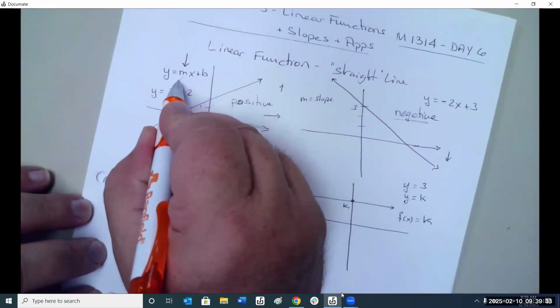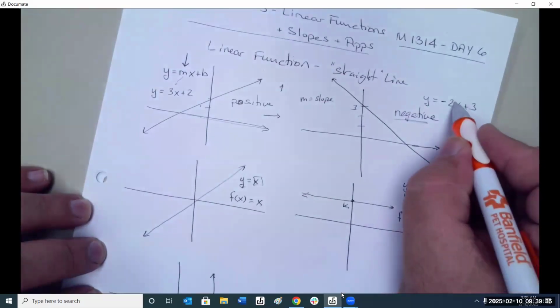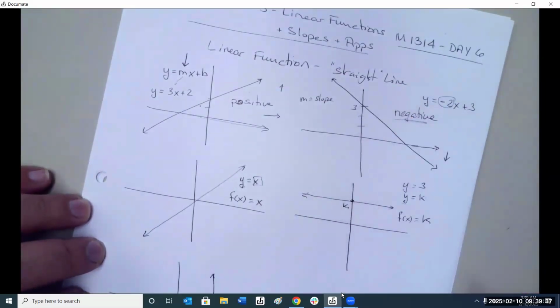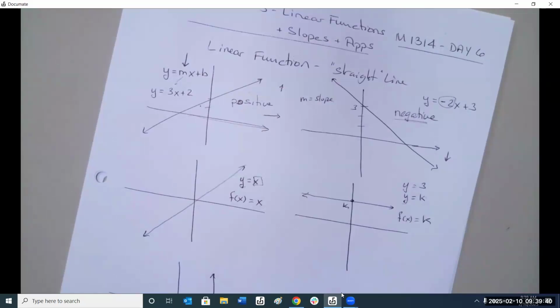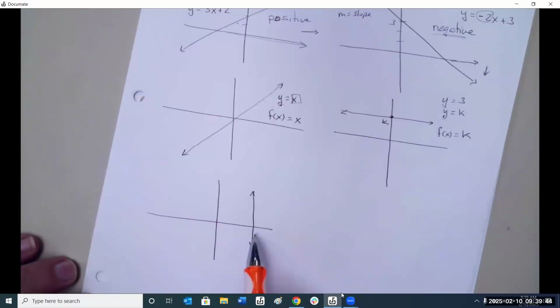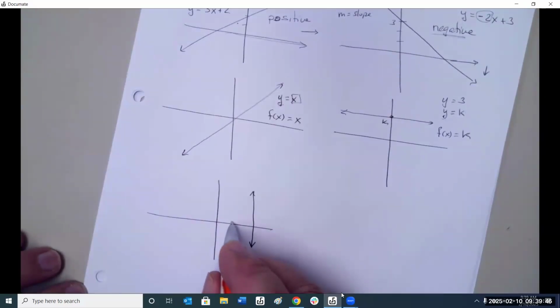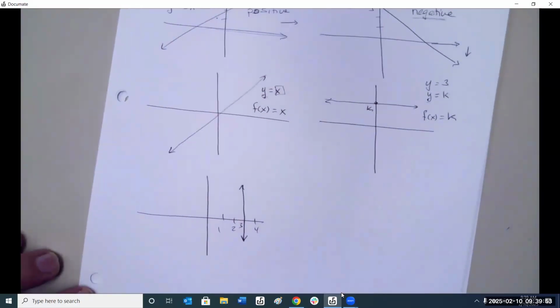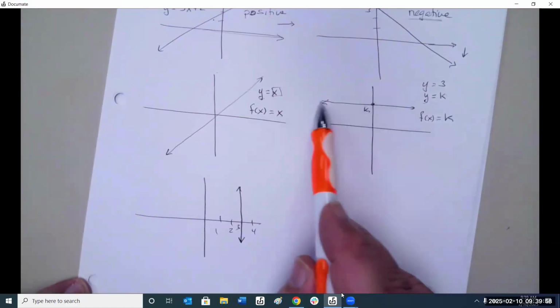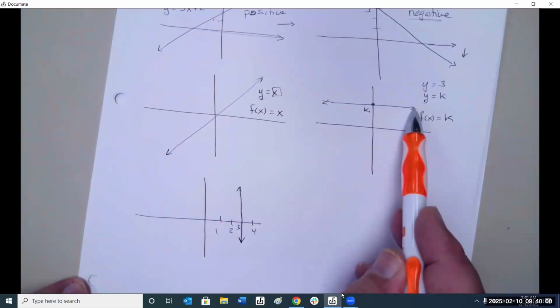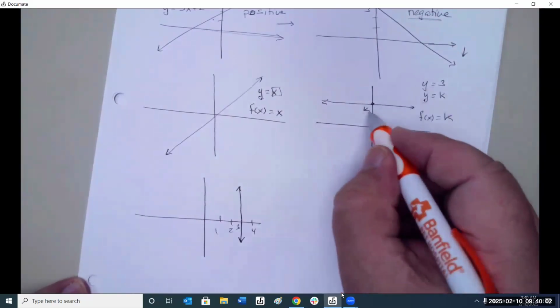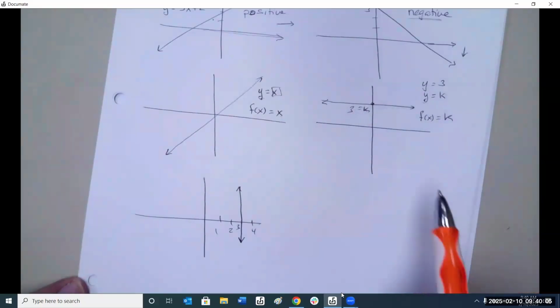So if your slope is positive, it looks like this. If your slope is negative, it goes down. If there's no slope, it's horizontal. Look, what do you think this equation looks like? What do you think this equation looks like? We know this one, it's a horizontal line. So it crosses through 3. So it looks like this.